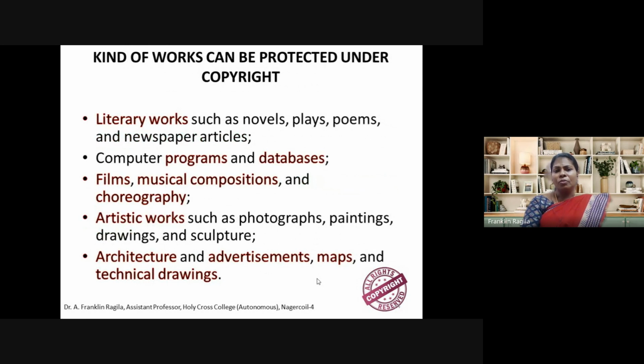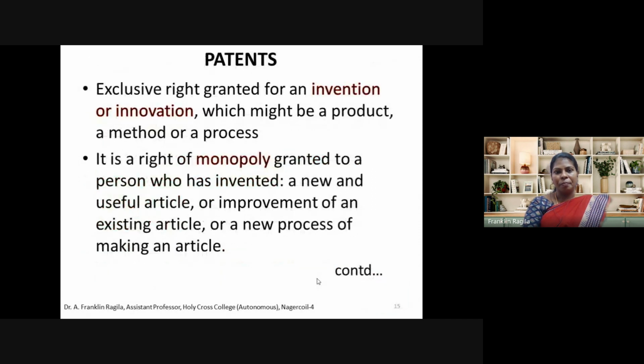And what kind of works can be protected under this copyright? As we have seen in the pictures, many more are there. Maybe literary works like novels, plays, poems, stories, verses, taglines, newspaper articles, etc., and computer programs, databases, and films, music, and choreography. Artistic work like pencil drawings, paintings, photographs, sculptures, architecture, advertisements, maps, and technical drawings also come under this copyright. And next, we are going to learn about patents.